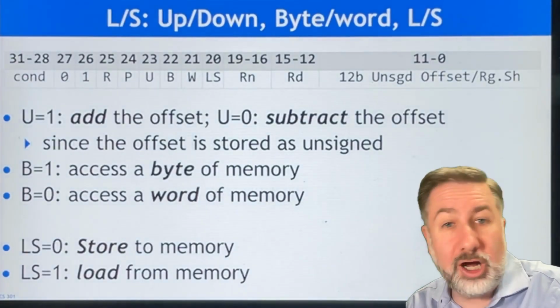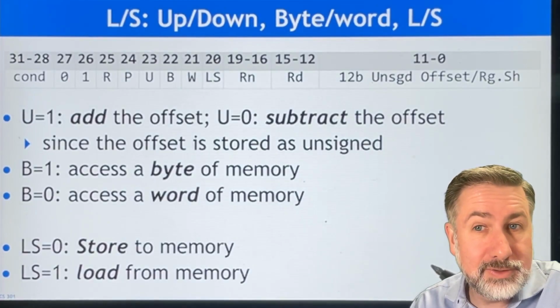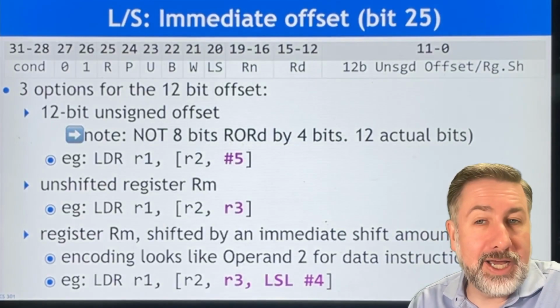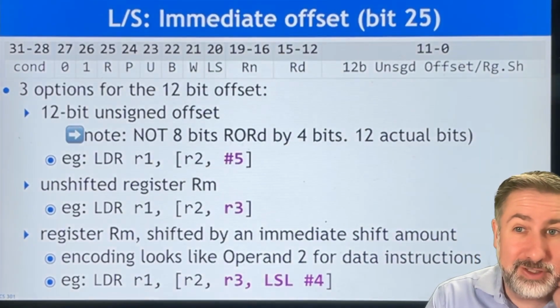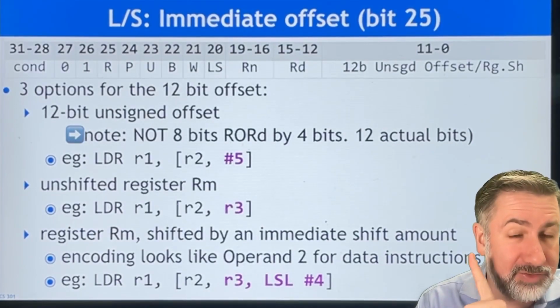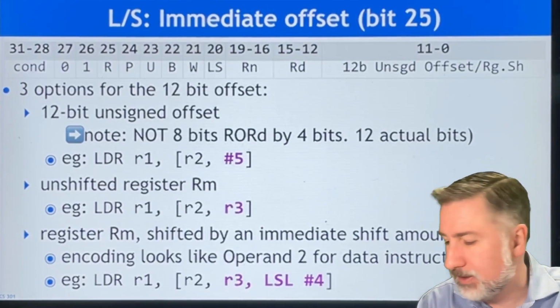There we go. You can offset by a register value. Or you can offset by a register shifted by an amount. And that shift looks like a regular encoding for shifts. You specify the shift amount and you specify the immediate amount.